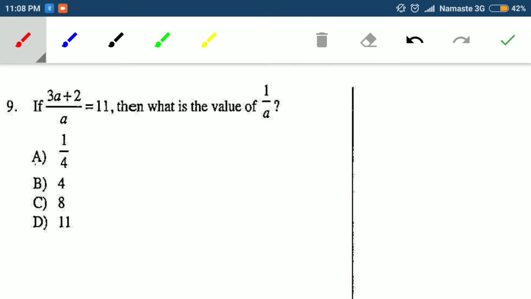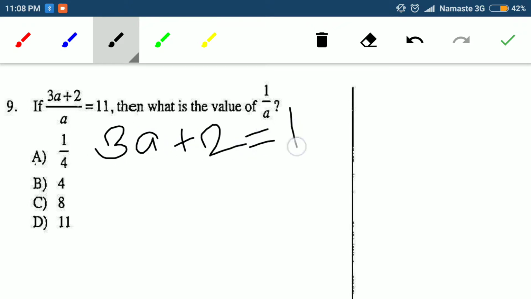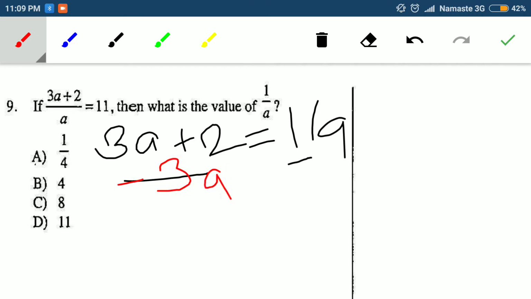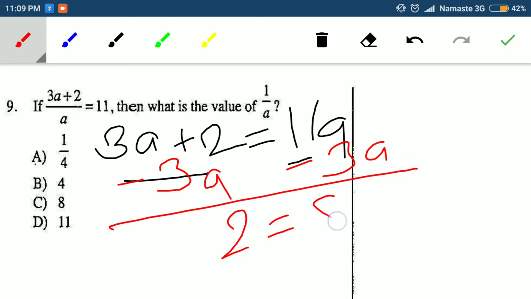Okay, let's solve this question, right? You are cross multiplying, applying the same cross multiplication procedure. That means 3a plus 2 equals 11a. Again we have 11a on this side, which means we need to carry things to one side. We have to eliminate 3a from the left hand side, that is minus 3a on the left and minus 3a on the right. This results in the 3a being cancelled, and 2 equals 8a.